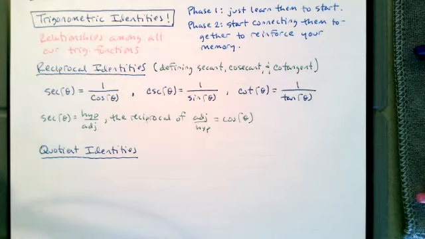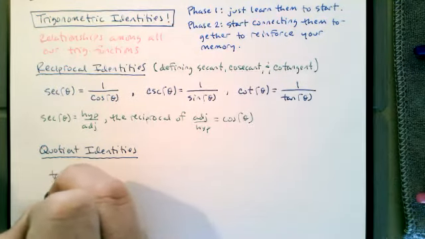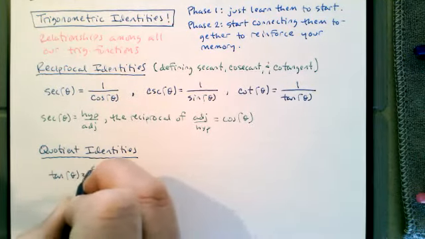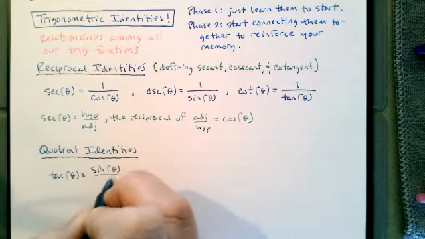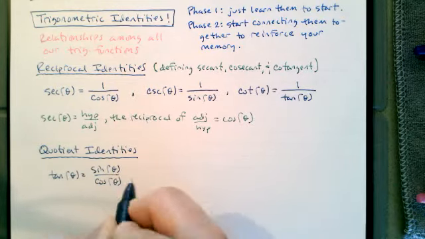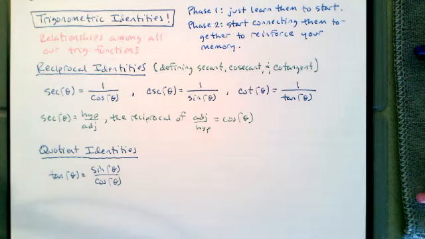The quotient identities say that tangent of theta is sine theta over cosine theta. This is important because we are relating the tangent function to the sine and cosine functions. When we have our third category, the Pythagorean identities, we're going to see that sine and cosine are related. This is going to give us a relationship from sines and cosines to get us into tangents.